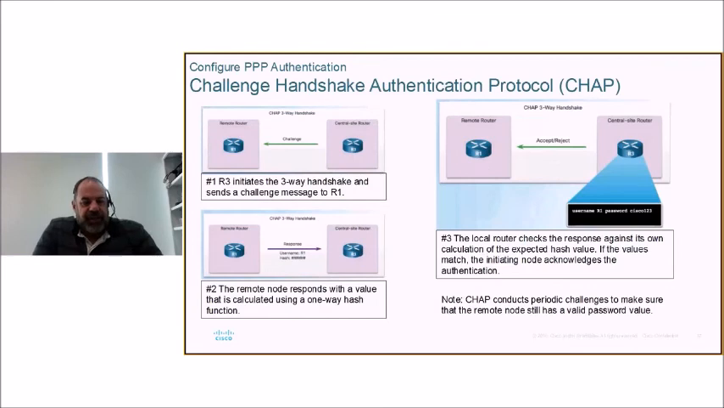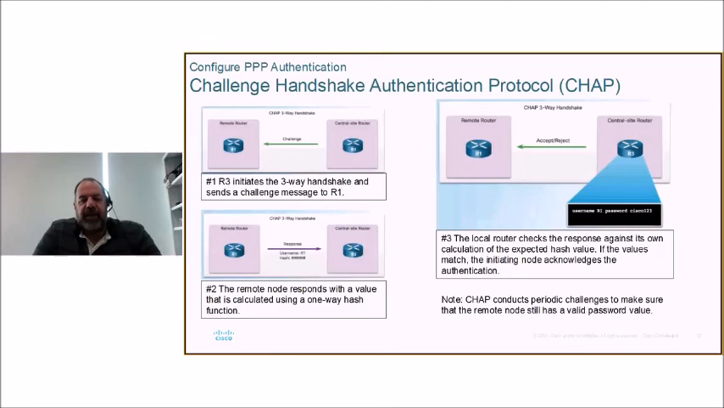With challenge handshake, there's more to the process. So, of course, initially the remote router is the one that normally dials into the central router. But of course, because there's authentication, it's the central router that controls the authentication process. So R3 initiates a 3-way handshake and sends a challenge message to R1. The remote node responds with a value that is calculated using a 1-way hash function.